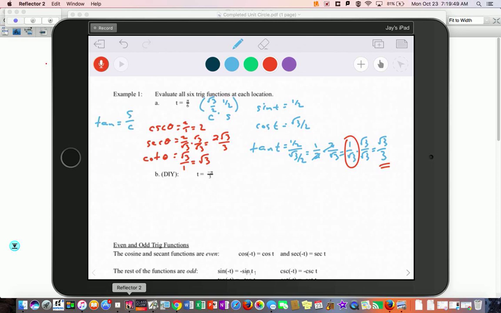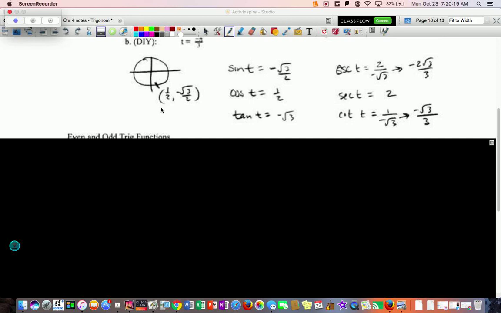So I would like you to do part B, which is a DIY. Notice it's a negative angle. So start at the positive x-axis and go a negative angle, and let's see what you come up with. So remember, you're talking about negative 60 degrees. So you're down here where your ordered pair is 1/2, negative root 3 over 2. So the sine is the negative root 3 over 2. Cosine is the 1/2. Tangent, if you do sine over cosine, you end up with negative root 3. Cosecant, secant, and cotangent, you do reciprocals and do any rationalizing, and you get these answers over here. So I'm hoping that's what you got.